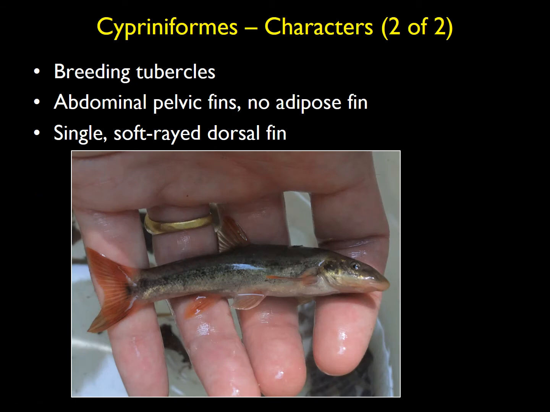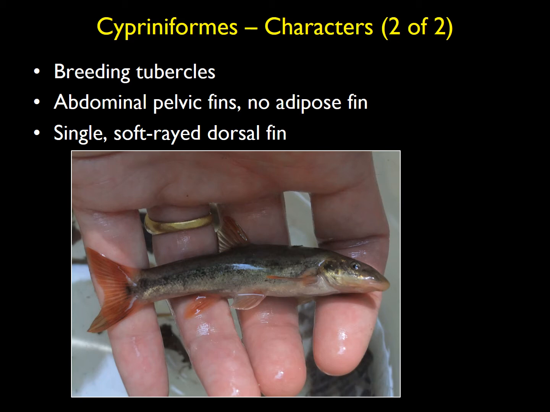And in this order, you see development of breeding tubercles when fish are getting ready to spawn, and so those are like bumps on their head, and in some cases the rest of the body, made out of keratin, which is of course the same protein that's in our hair and our fingernails. So with cypriniforms, they have abdominal pelvic fins. So the pelvic fin again is sort of located halfway along the body there.